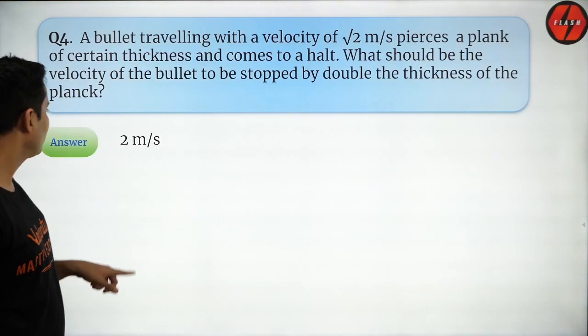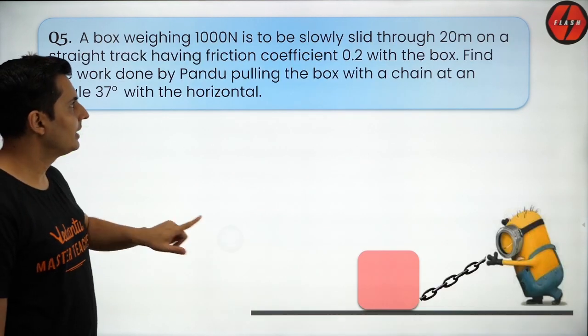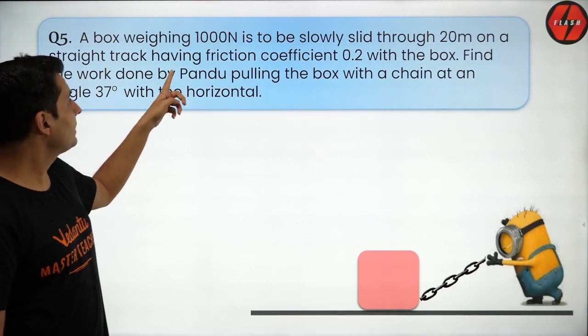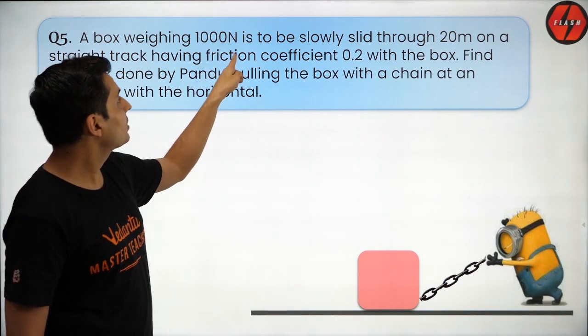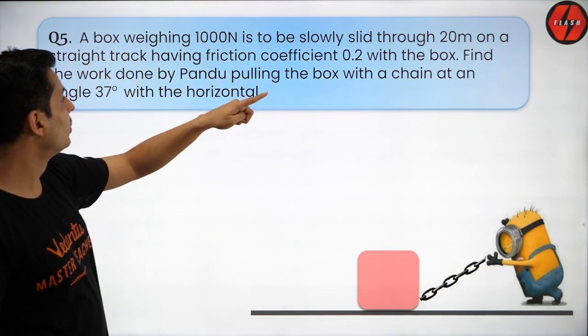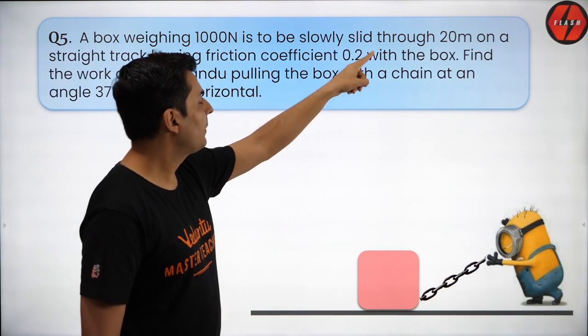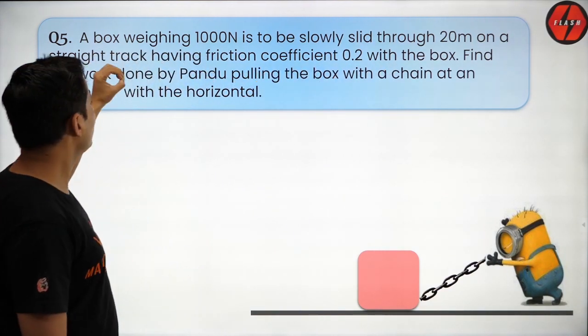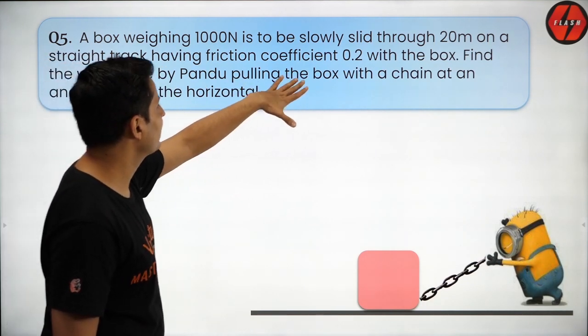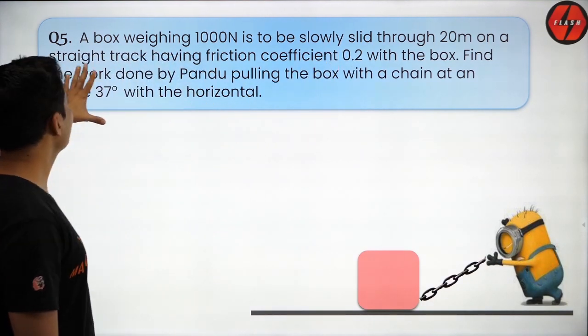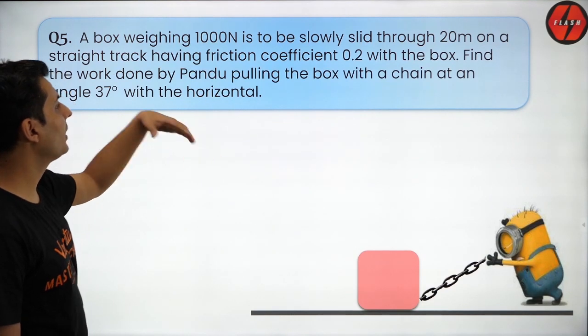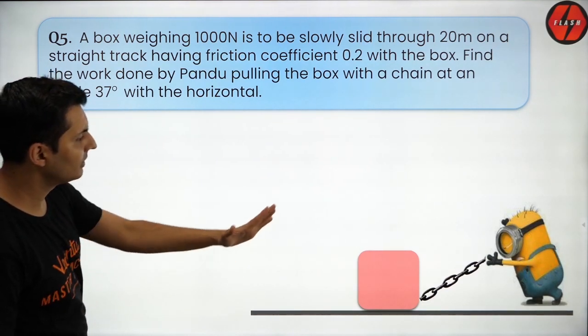So that's the answer, 2 meters per second. Let's go to the next one. Now this is interesting. The box weighs 1000 Newton. It has to be slowly moved, okay, slowly is a key word, by 20 meters on a straight horizontal ground surface. Coefficient is given. What is the work done by Pandu in pulling the box by an angle of 37 degrees?